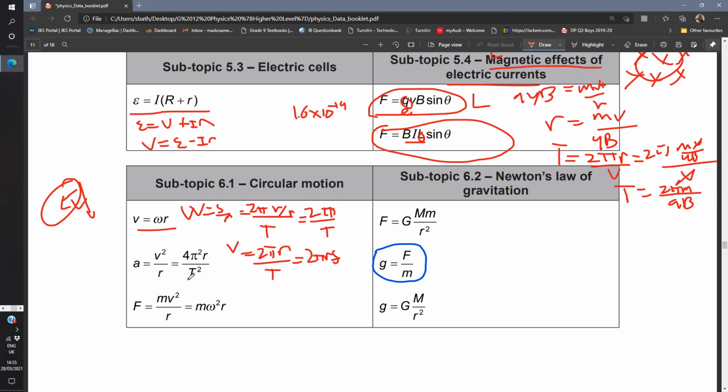We can also derive the acceleration formula using F is equal to ma and F is equal to mv squared over r. So we basically discussed this formula, if you want to derive this.